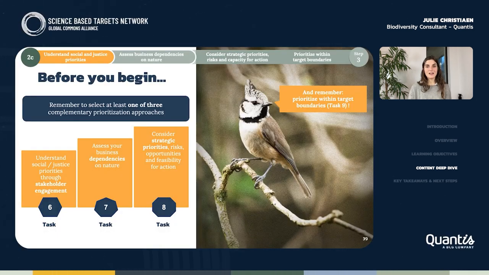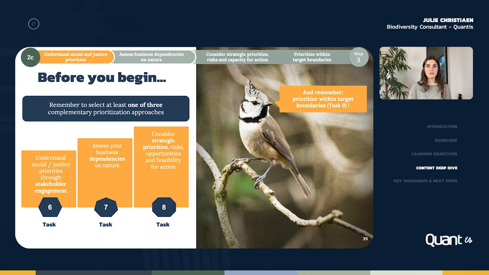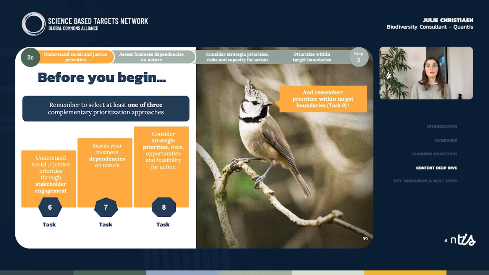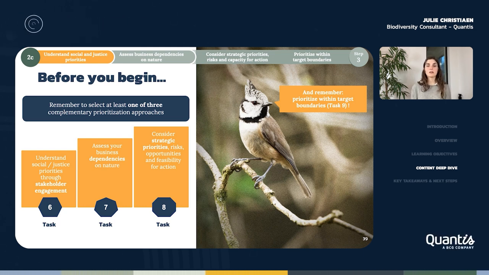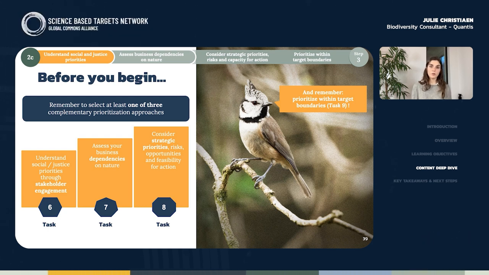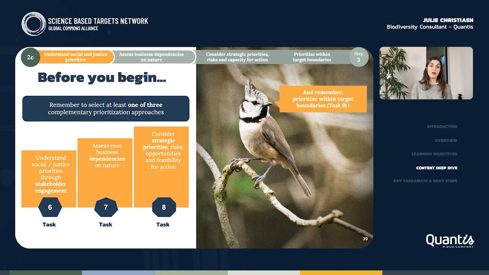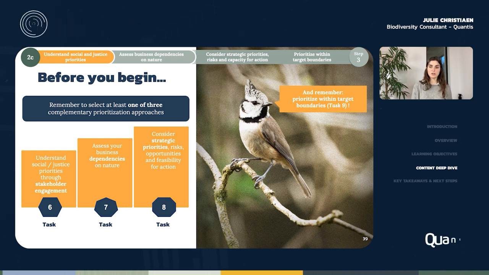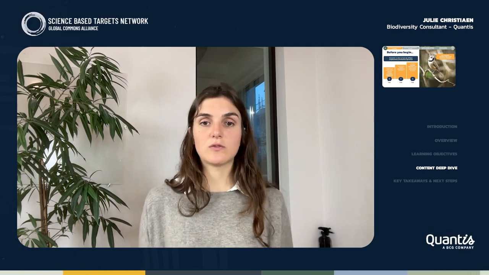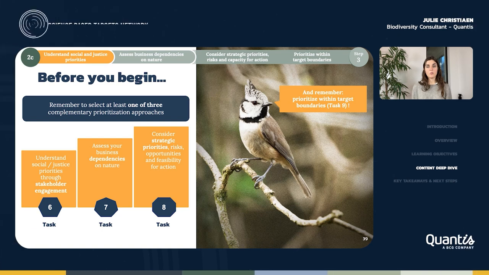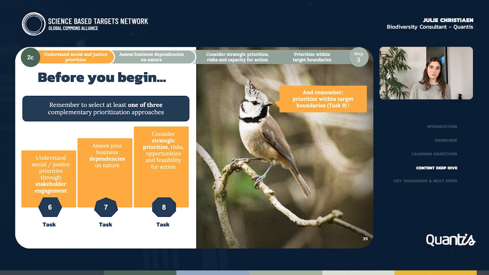In Step 2C, companies are asked to introduce additional data in their prioritization approach to better integrate environmental and social and financial considerations in their target setting approach. Companies will need to consider at least one of the following three complementary aspects. Firstly, in Task 6, stakeholder engagement, and/or company dependencies on nature, which correspond to Task 7, and other considerations such as feasibility and strategic interest, which I explained in Task 8.